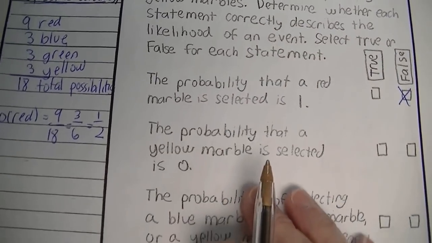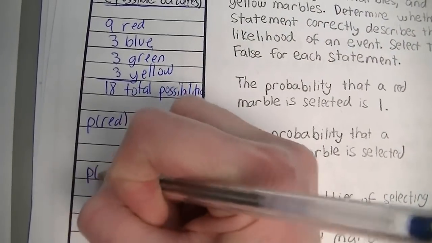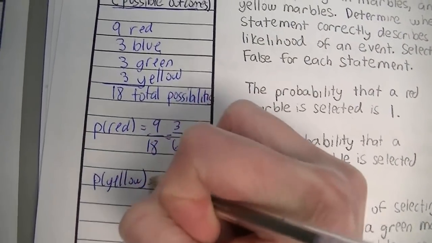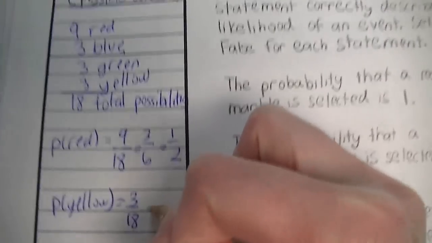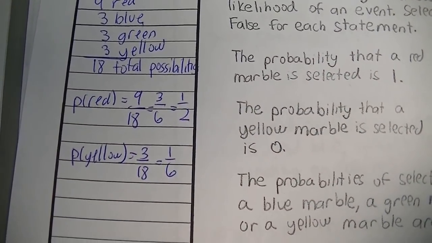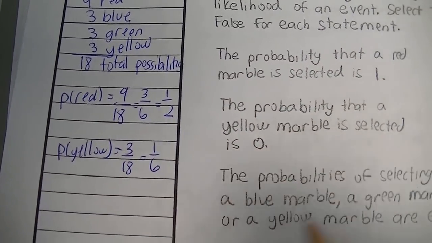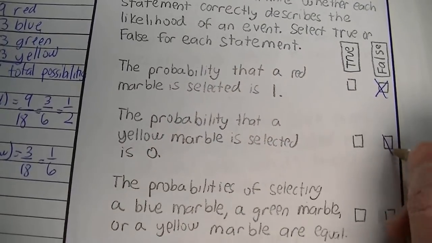Okay, the probability that a yellow marble is selected is 0. So let's find probability of yellow. And probability of yellow is 3 out of 18, which could also equal 1/6. And I don't think that works, right? No, it's not 0, so that doesn't match. So that's another false one.